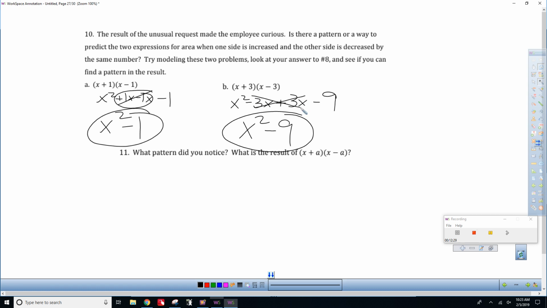Okay, so what is this? It's x squared minus a squared. Right?